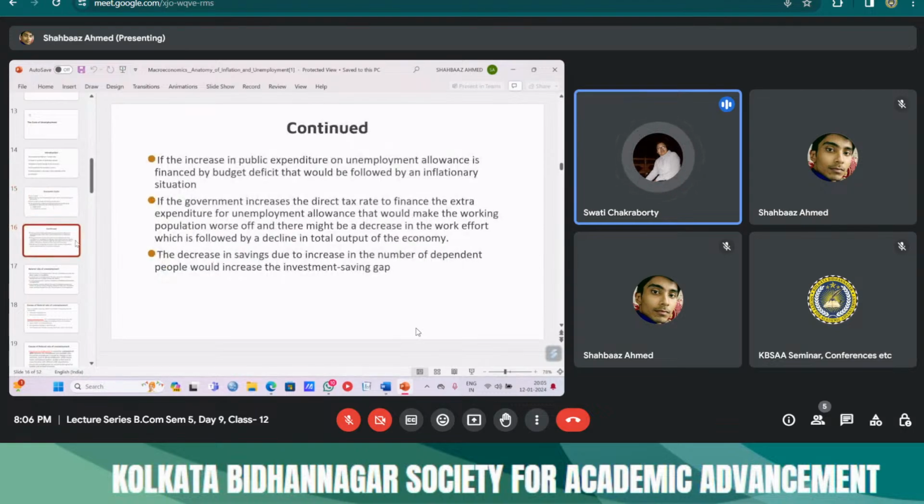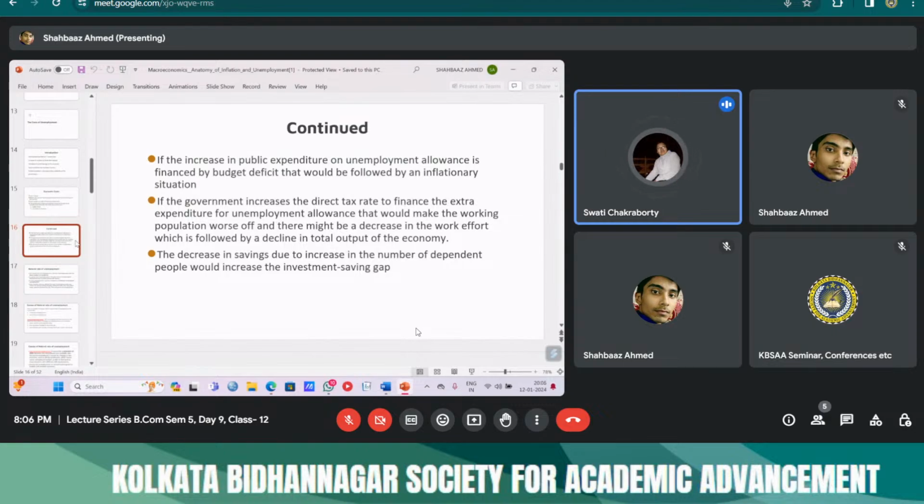So when we talk of budget deficit, what happens? There is an increase in public expenditure. Here, expenditure is increasing for unemployment allowance, right? So that can result in an inflationary situation.